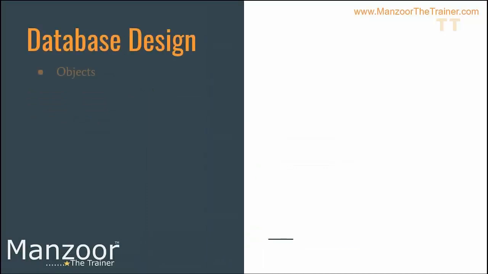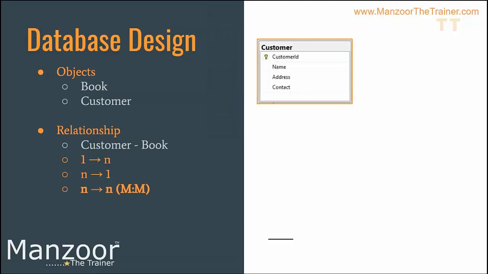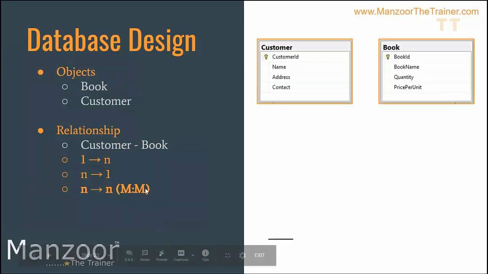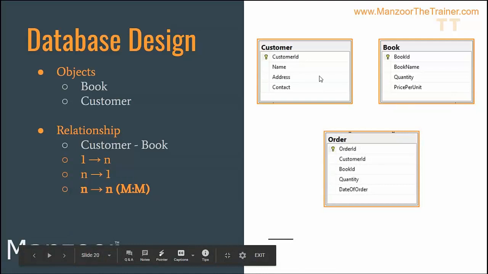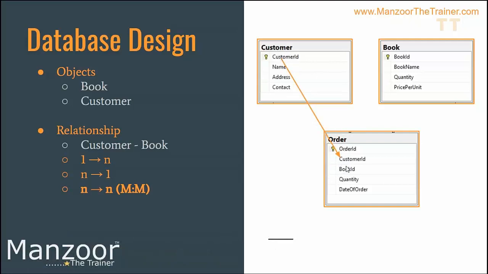Then for our scenario, objects are book and customer, and the relationship is many to many. So one object, one table. Another object, another table. Now for the many to many relationship, I need a new table, that is the order table. Here customer ID acts as a foreign key, and book ID will act as a foreign key. Quantity we are maintaining in book so that we have stock. How many books do we have? Whenever a customer purchases a book, we'll reduce that by one. Price per unit we have here. So the price of that particular book is this.